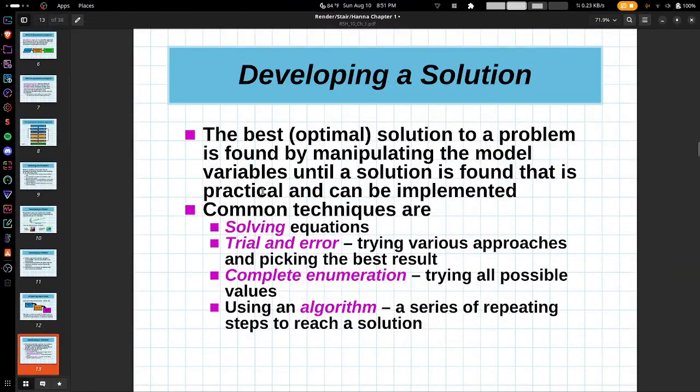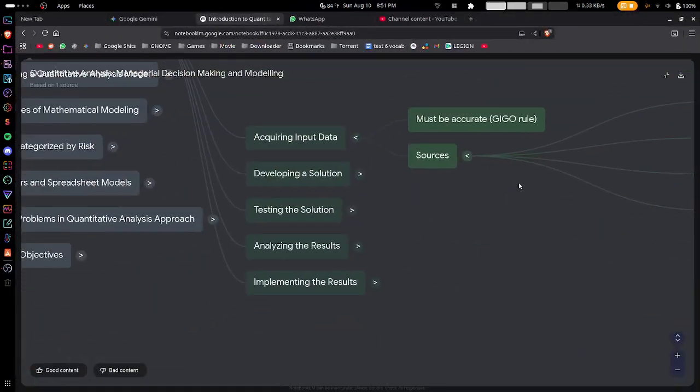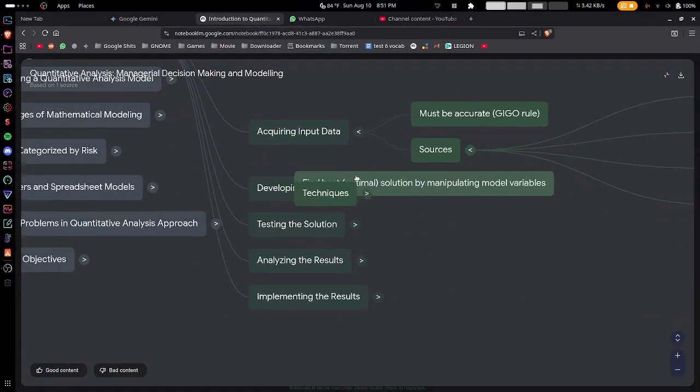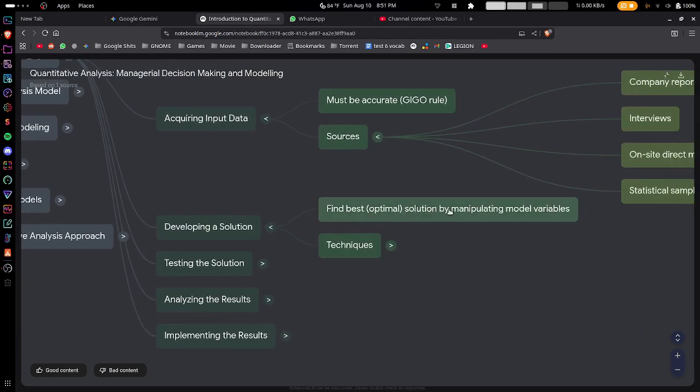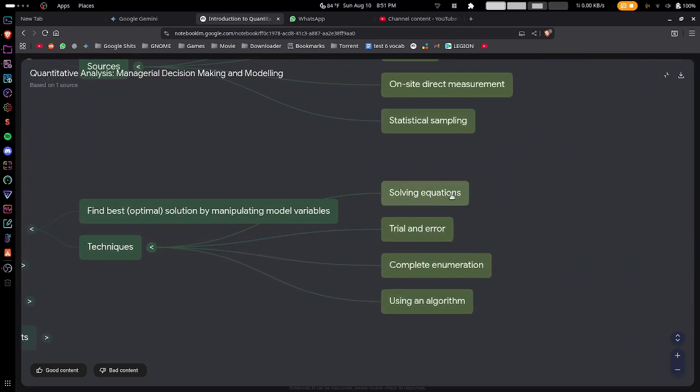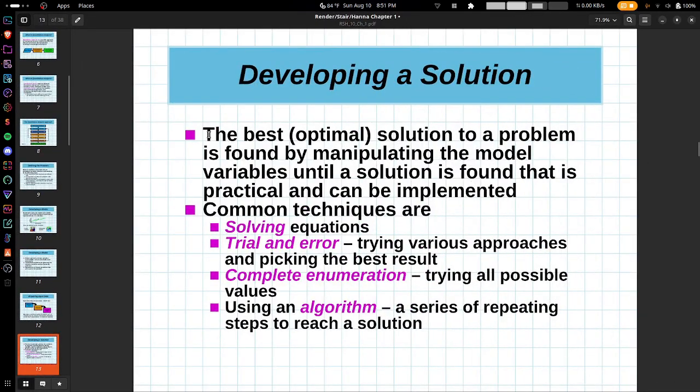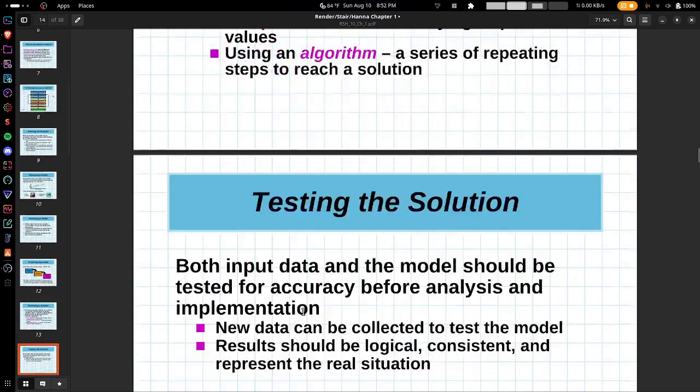Now developing the solution. We'll just find it out here. This is to find the best solution by manipulating model variables. Then techniques. A couple of techniques: solving equations, trial and error, complete enumeration, and using an algorithm. The best solution to a problem is found by manipulating model variables until a solution is found that is practical and can be implemented. Common techniques are solving equations, trial and error, trying out possible values, and algorithms.